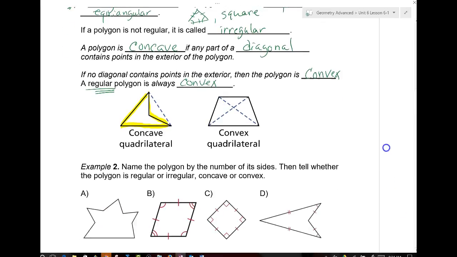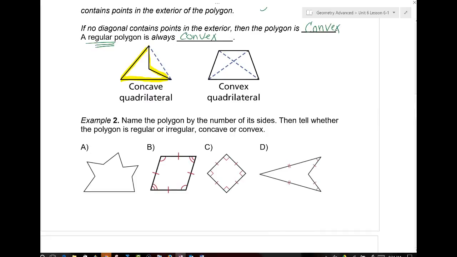Again, I told you we had tons of terminology today. It says, name the polygon by the number of its sides, then tell whether the polygon is regular or irregular, concave, or convex. All right, so the very first one, let's kind of go backwards. Is it concave or convex? Which one is it? Yeah, this is going to be concave. Is it regular or irregular? Irregular. Now name what type of polygon it is for me. Yep, it's another nonagon if you count the sides.